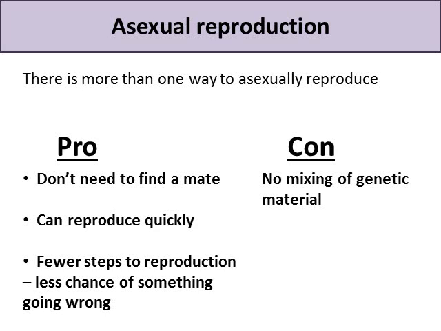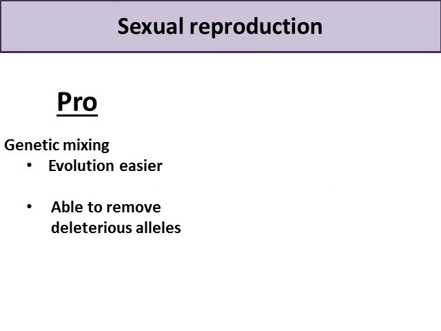However, there are disadvantages, and the biggest one is no mixing of genetic material. So it really limits the ability of the organism to evolve through natural selection or through sexual selection or non-random mating. With sexual reproduction, it's just the opposite.